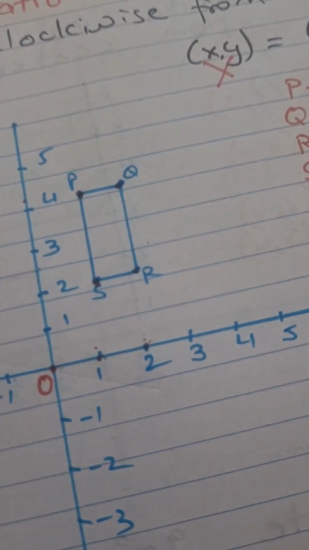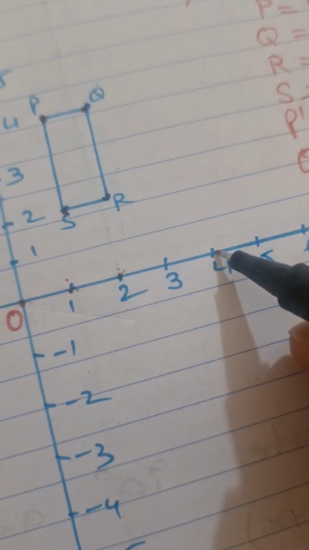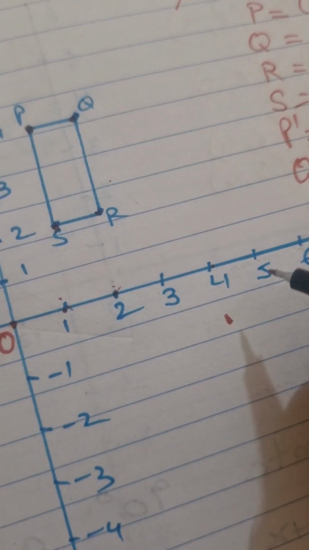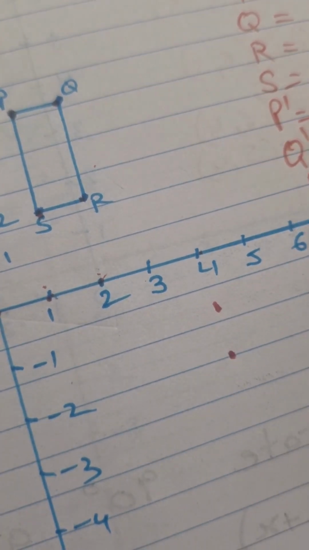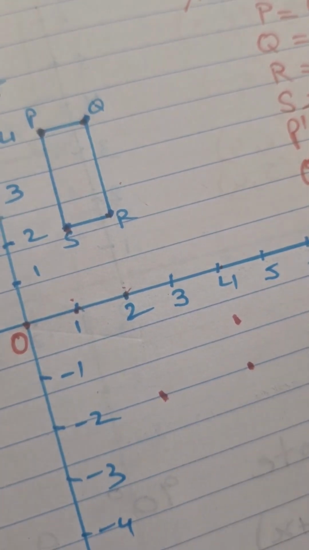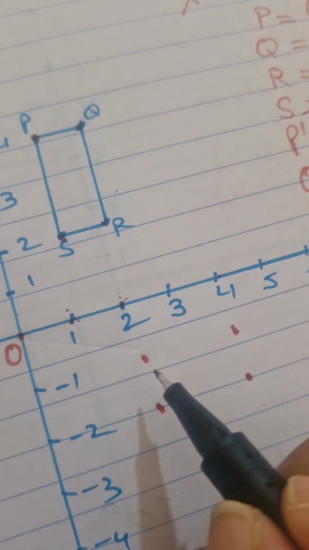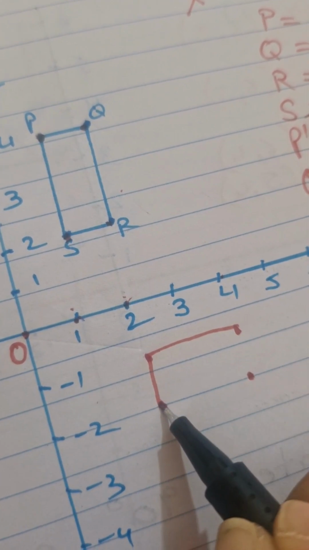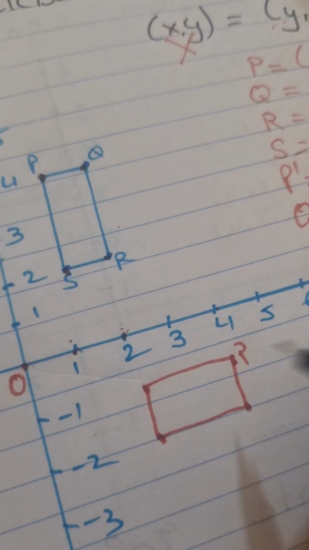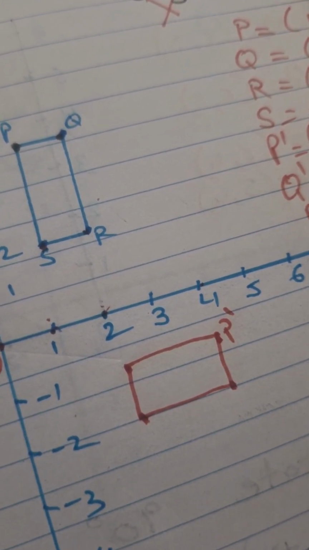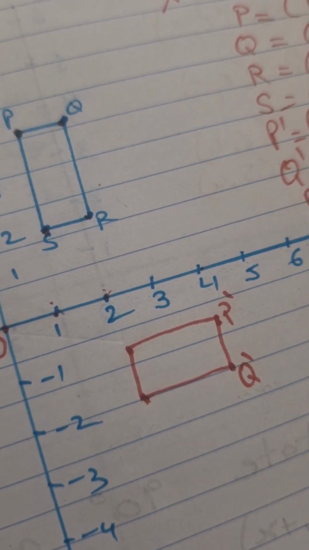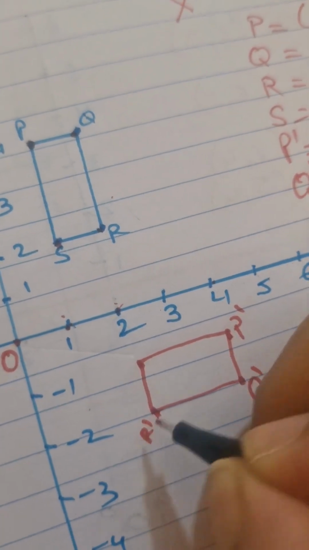Okay, so 4 and negative 1. First one is 4 and negative 1, somewhere here. Then 4 and negative 2, then 2 and negative 2 this side, and 2 and negative 1. So your new image will appear here. Okay, so this is P prime. You have to write compulsory your labels. Okay, label them P prime, Q prime, R prime and S prime.